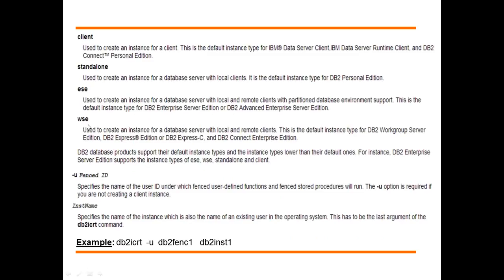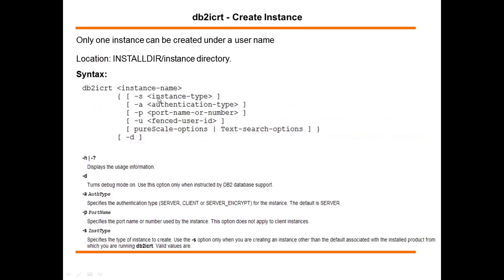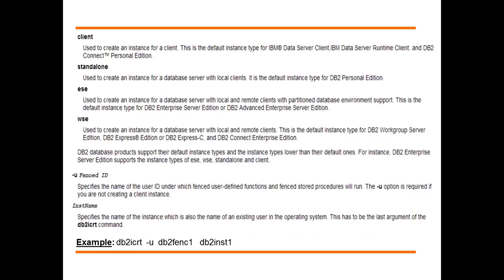These are the options you can give for this command. If you don't specify the instance type, it picks the default instance type as advanced, and the default authentication as server. By default, there won't be any port number. Here is the example that we have covered: db2icrt, my security user, my instance owner.